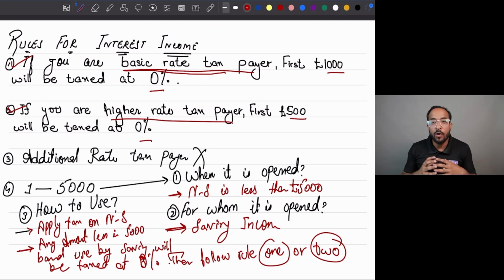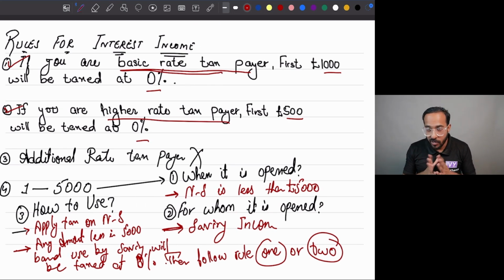I hope you understand each and everything in this class. This class is very important to understand what UK tax is, what we will be following: the sources of income, rules of saving income, rules of dividend income, and how to use the band, what is the format.